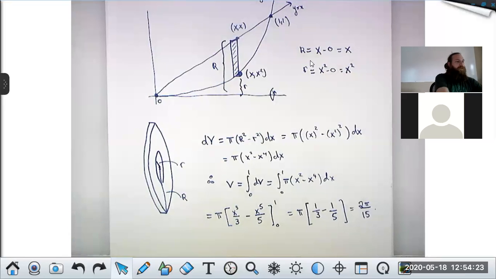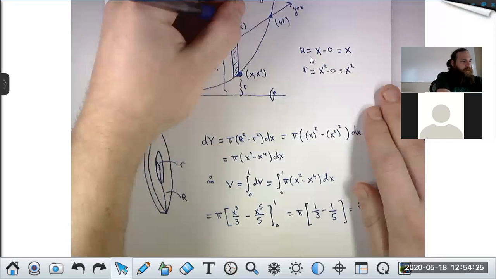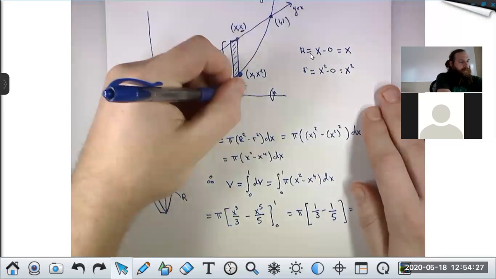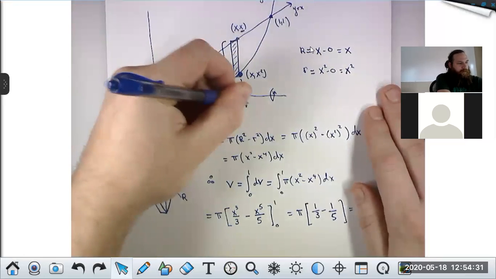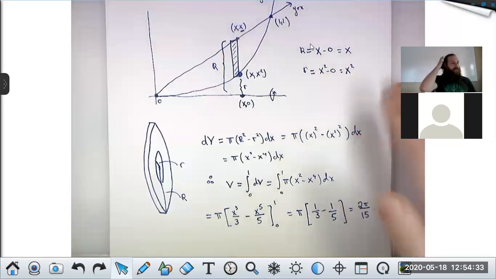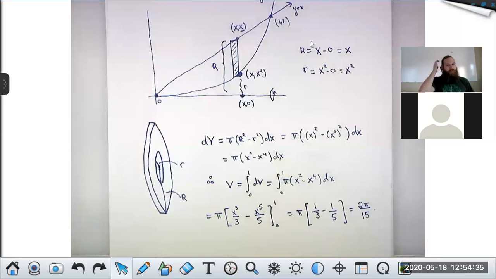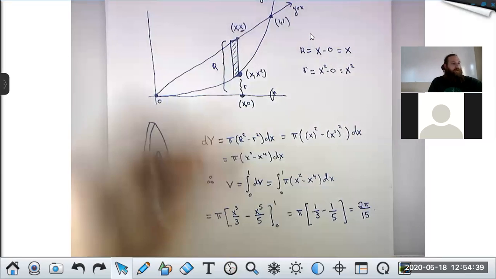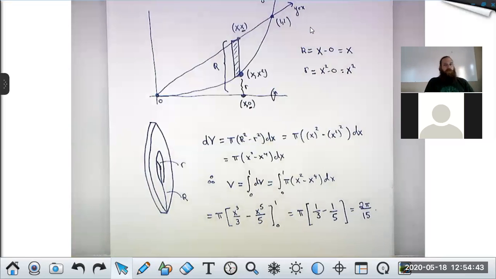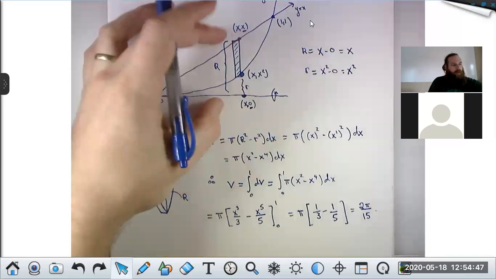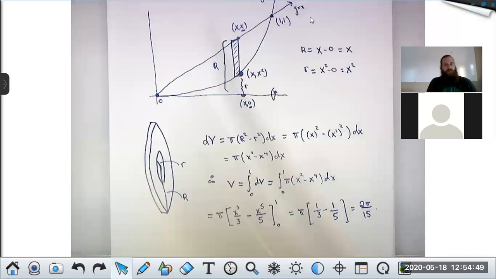So cap R is this y value minus the y value down here. Now this point is x comma 0. Remember, it's the distance from the furthest end of the strip to the axis of rotation. So that's the y value here minus the y value here, which is x minus 0. In other words, this distance right here that we've labeled as R is just x.